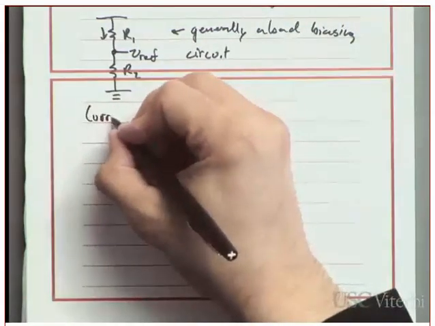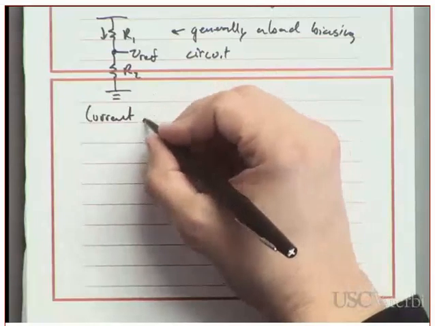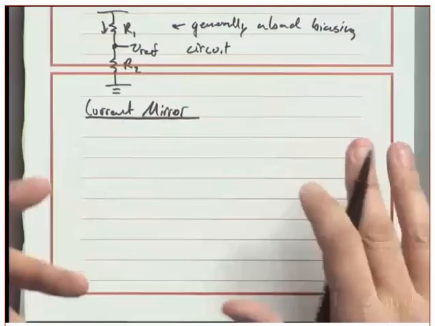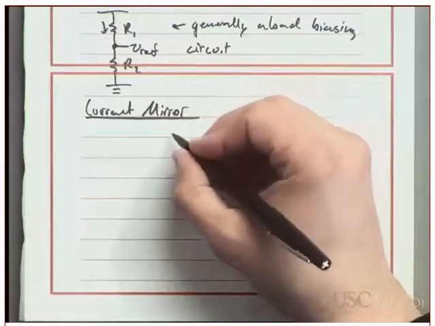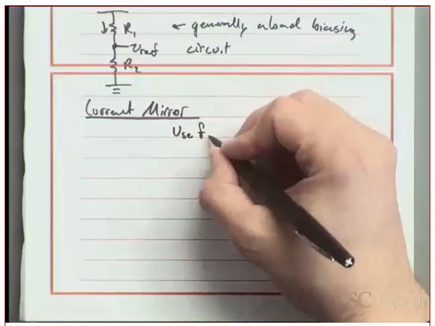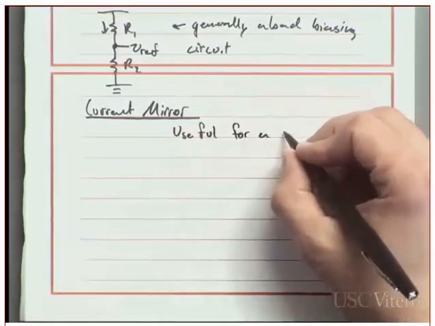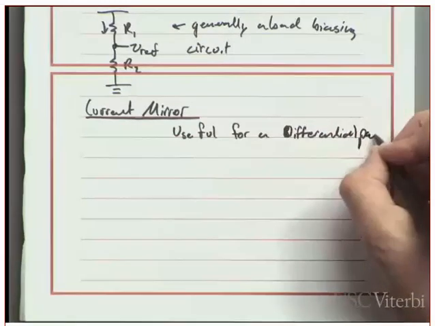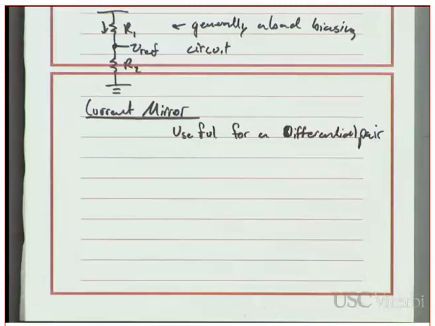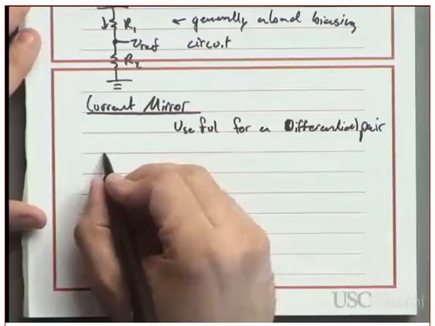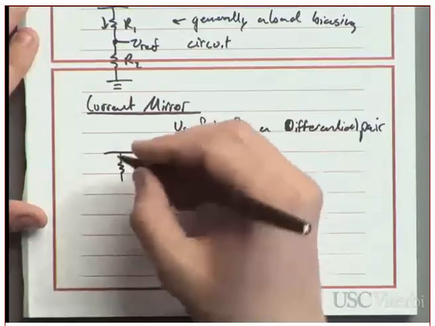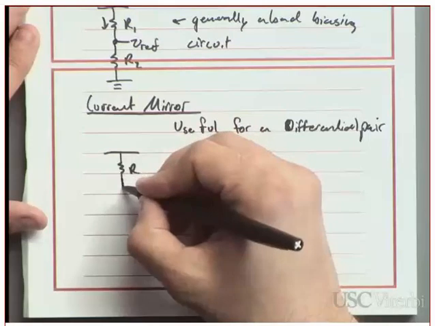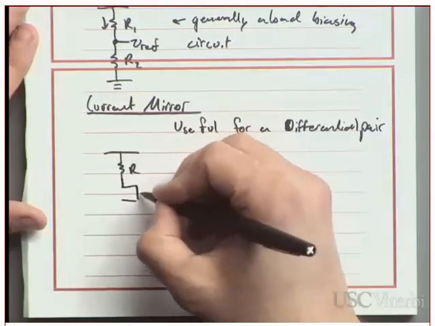So let's look at a current biasing circuit. So if you need to generate some current at a specific point in the circuit in order to have it operate correctly, this is one way that you might do it. So this might be useful for a differential pair, which usually has a current source on the bottom pulling current from both branches. So I have some resistor R. And transistor.